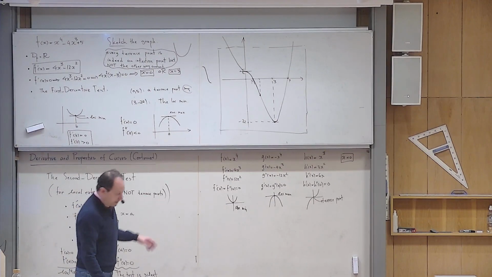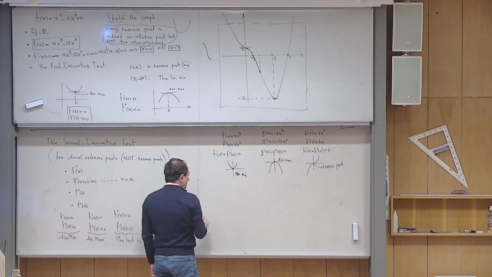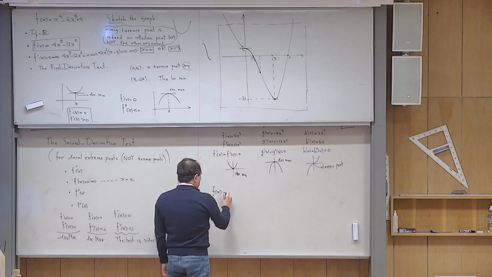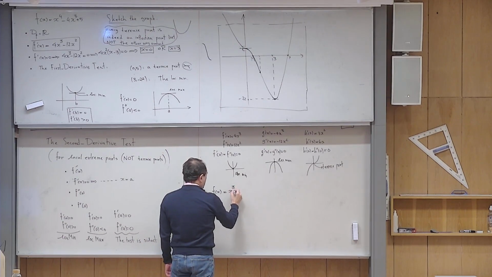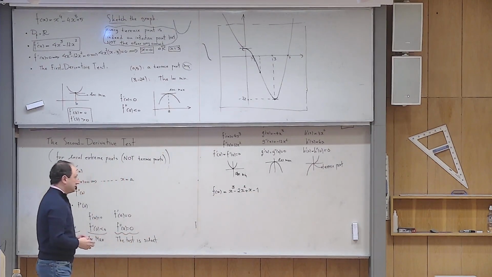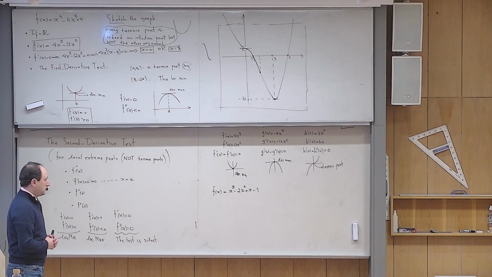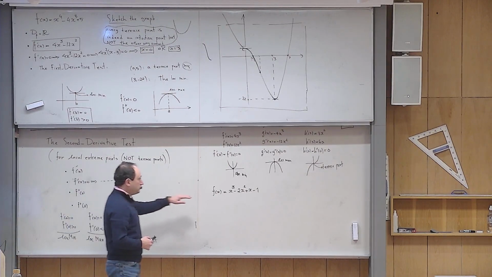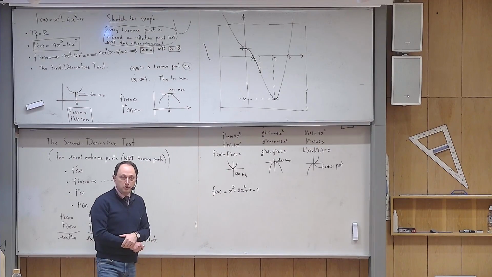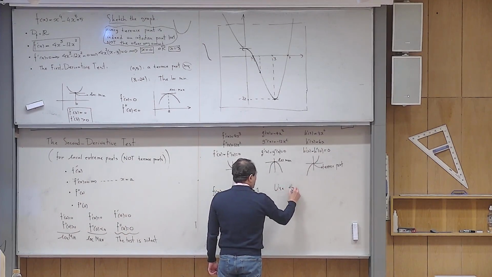Simple example. Let me give you a simple example here so that you can do it using the second derivative test. Let me write this: x to the power of 3 minus 2x squared plus x minus 1. We want to use the second derivative test, if possible, to locate all extreme points or local extreme points for this function.